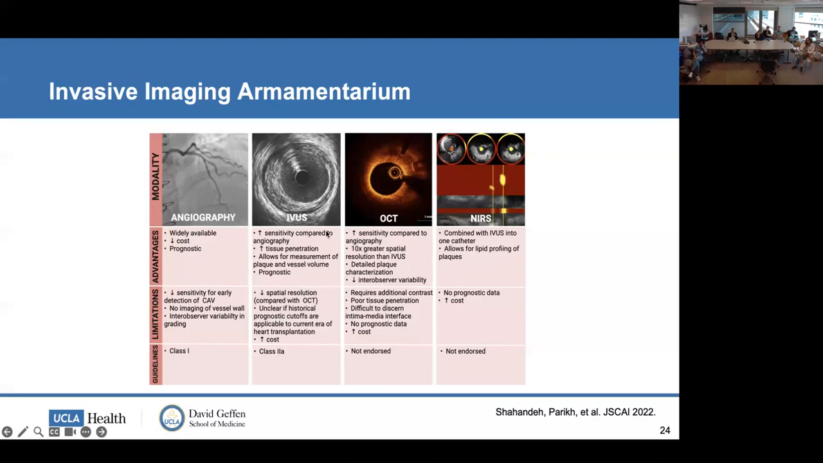IVUS has increased sensitivity, as I mentioned, increased tissue penetration, it's prognostic, but compared with OCT has less spatial resolution. And again, as I mentioned, those historical prognostic cutoffs may not be applicable in the current era. It's a two-way recommendation. OCT and NIRS, neither of them are in the guidelines yet, and I went over their advantages and disadvantages.